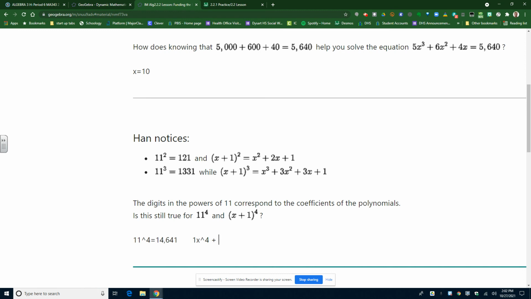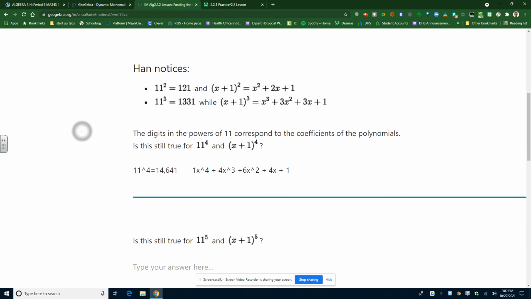My next coefficient is 4. And all I've got to do is take each of my exponents and reduce it by 1. So instead of x to the 4th, it's x to the 3rd. Plus, my next digit is 6, so 6x to the power of 2. Plus 4x. And then plus 1 times x to the 0, which is just 1. That's it. It is kind of easy.